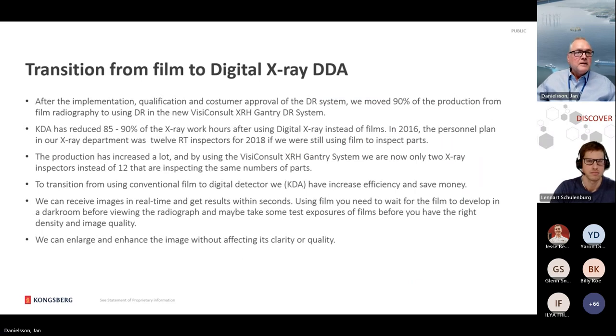After the implementation, qualification, and customer approval of the DR system, we moved 90% of the production from film to DR in the new Vista Consult X-ray gantry. The queue of parts in the X-ray department has been gone for many years now. We have reduced 85 to 90% of the X-ray workers after using digital X-ray instead of film.